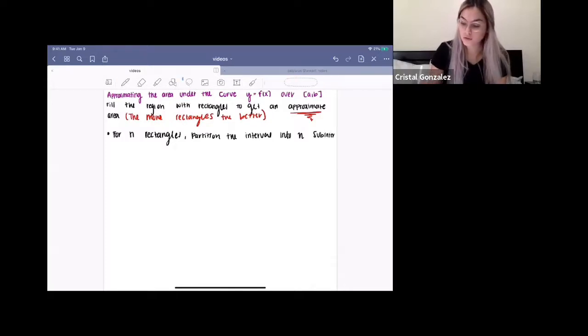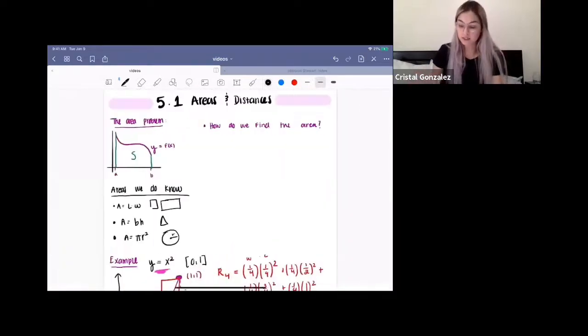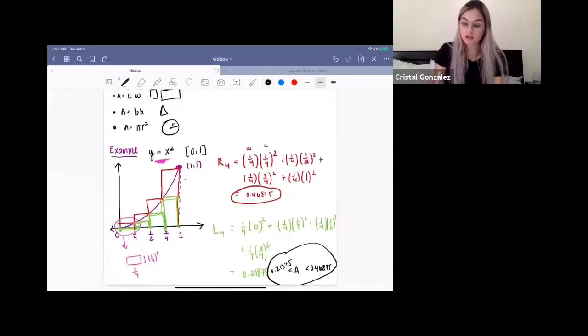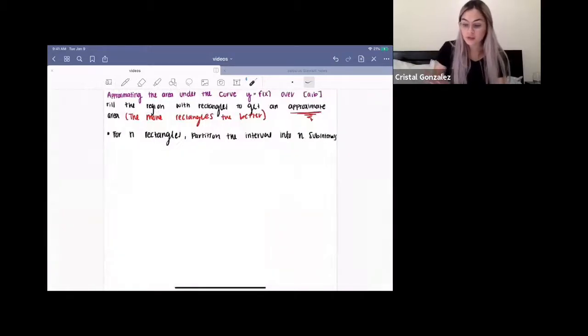For example, in the last example, we were looking at the interval 0 to 1. And then what we did is we partitioned this into fourths. And so now we get many subintervals here. Each one of these is a subinterval. So we'll get n subintervals.